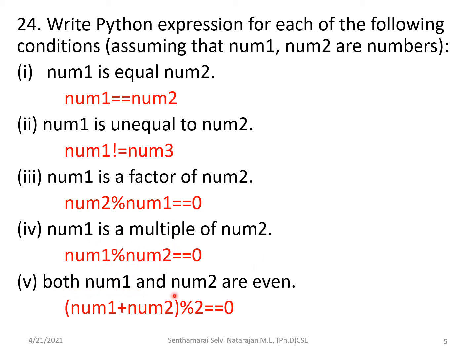Both num1 and num2 are even. When will a number be even? When you add two even numbers it gives an even number. So when you are adding the two numbers and perform the modulo division, if the remainder is 0 you can say that the numbers are even. So num1 and num2 are even numbers.